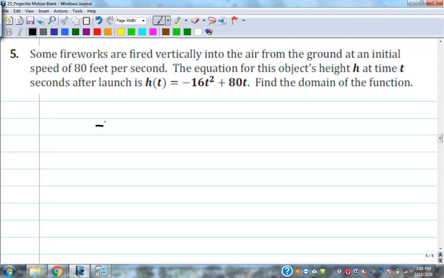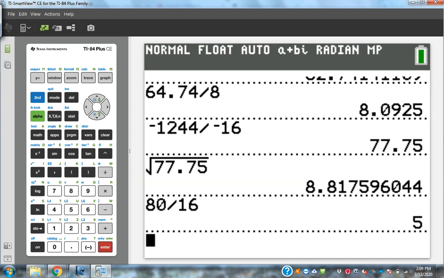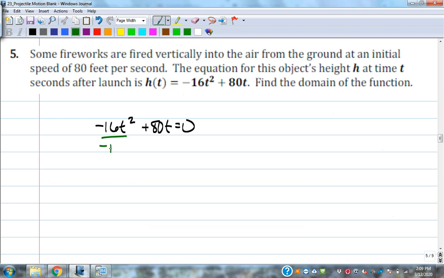All right, so we're setting it equal to 0. Negative 16t squared plus 80t equals 0. What's the best way of solving that? I could divide everything by negative 4, or I think actually 80 divided by 16 goes evenly, doesn't it? It does. So I'm going to divide everybody by negative 16. That's going to give me t squared minus 5t. And now it's getting a little easier.